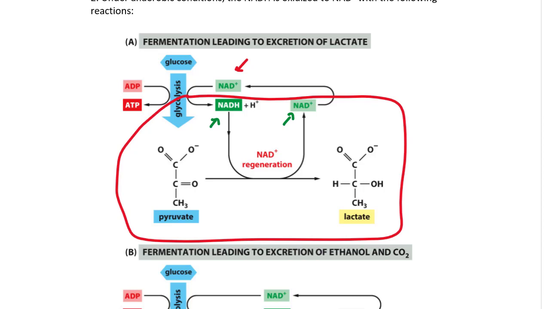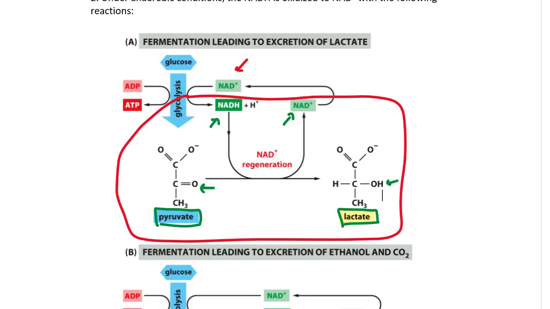What is the reaction? The product of glycolysis, pyruvate, is transformed to lactate. And this is a reduction. You can see that this double bonded oxygen is turned into an OH group. And that reduction is then reciprocated by NADH being oxidized. So in this way, you get your NAD+ back, so glycolysis can keep occurring under anaerobic conditions.